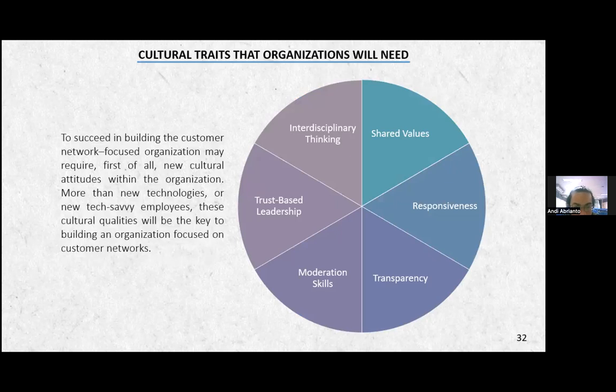Okay, to succeed in building the customer network focused organization requires, first of all, new cultural attitudes within the organization, more than the technology or new tech-savvy employees. These cultural qualities will be the key to building an organization focused on customer networks. The cultural traits that the organization will need are interdisciplinary thinking, trust-based leadership, moderation skill, transparency, responsiveness, and shared values.